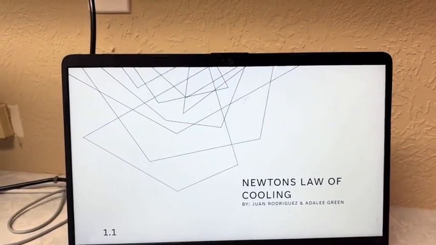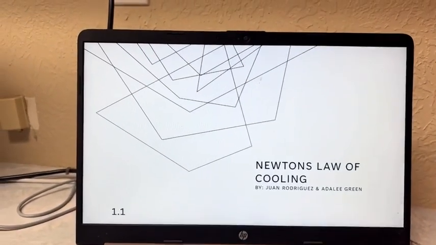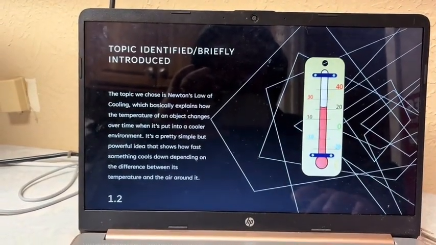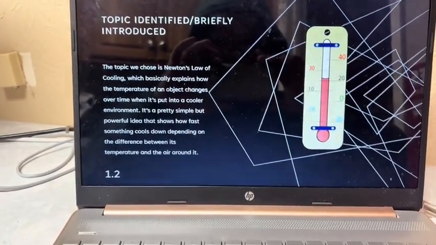Newton's Law of Cooling by Juan Rodriguez and Adley Green. Topic identified, brief introduction.